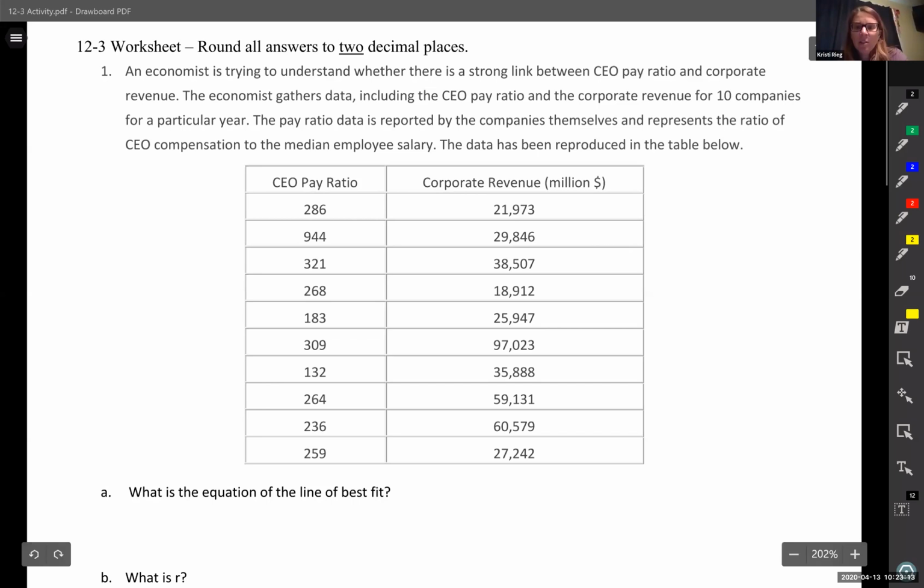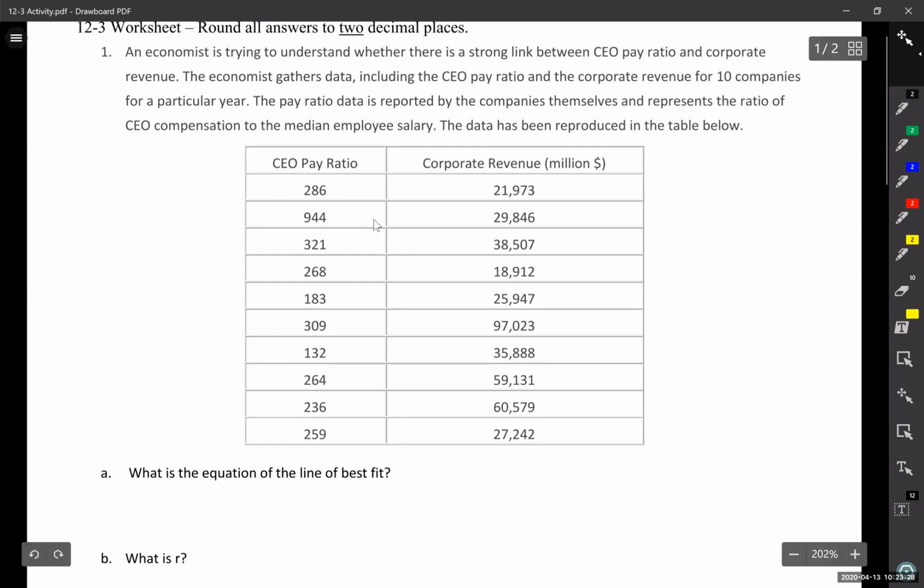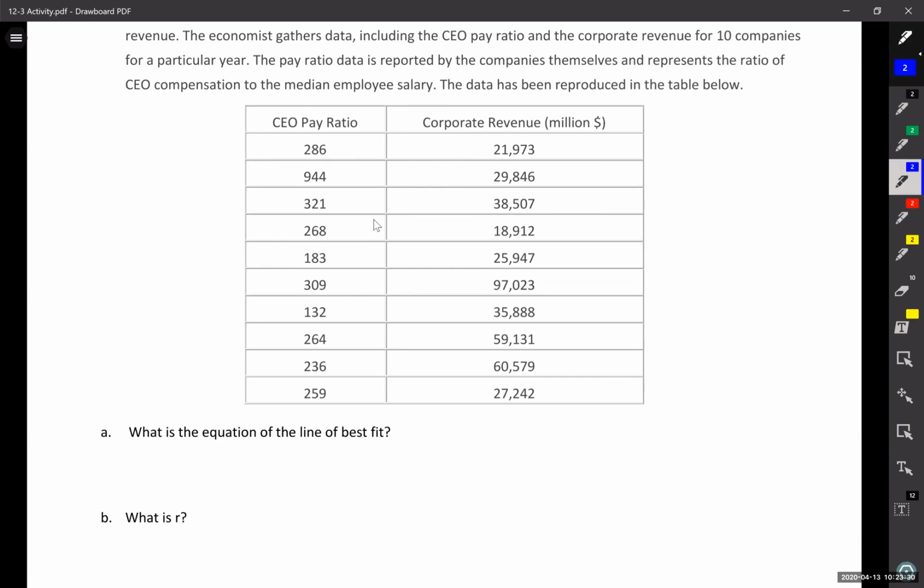Okay, so here we have this activity. This will be real quick because we are just going over the answers. But what we have here is a chart. We have the CEO pay ratio and the corporate revenue in millions of dollars. And it's asking for the equation of the line of best fit. As a reminder, the generic version of that would be y hat equals ax plus b, where a and b are found on your calculator.